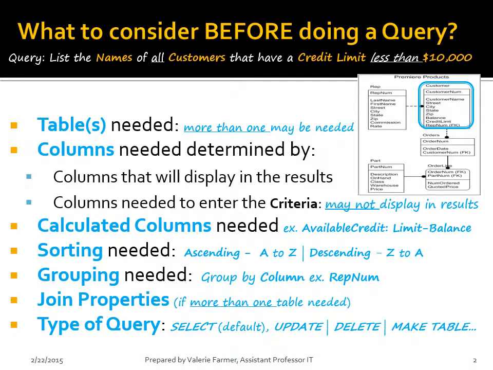Sorting needed. Our query does not need to be sorted. Grouping needed. Our query does not need to be grouped. We only need one table, so we don't need to be concerned with a join property. Because we're only going to return the records that match this condition, we just need a select query type.